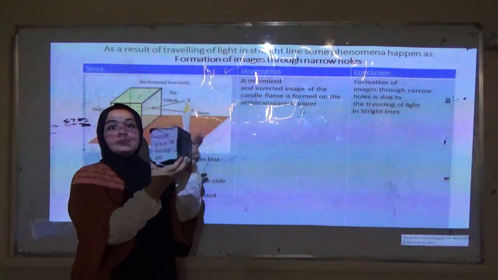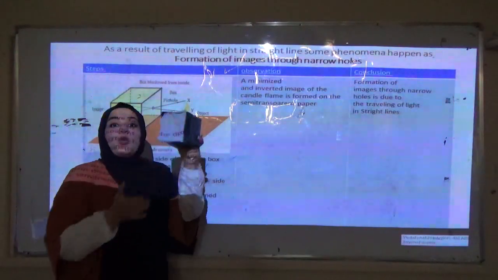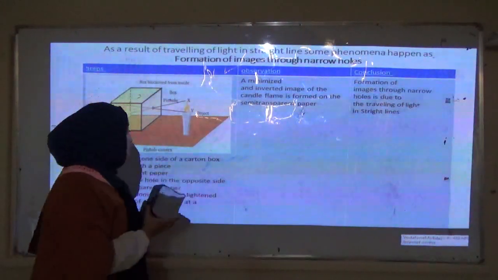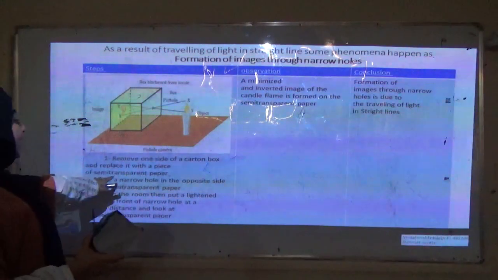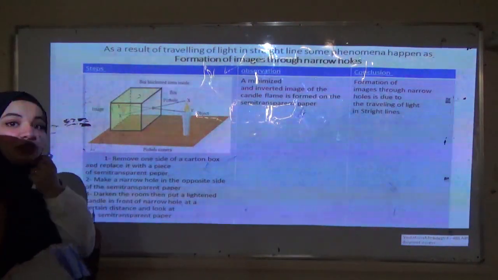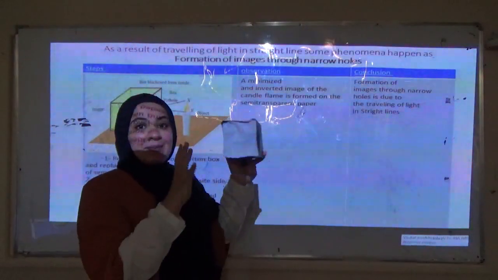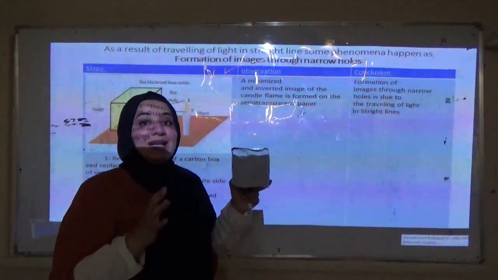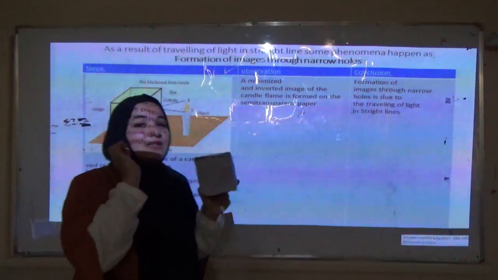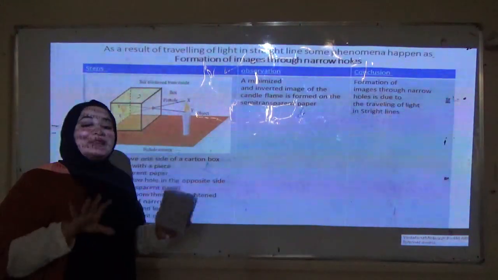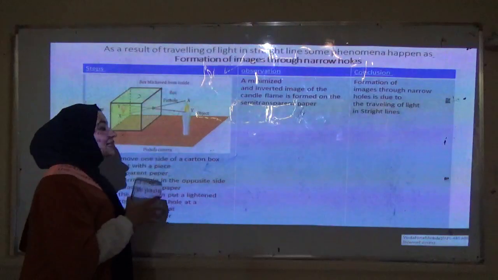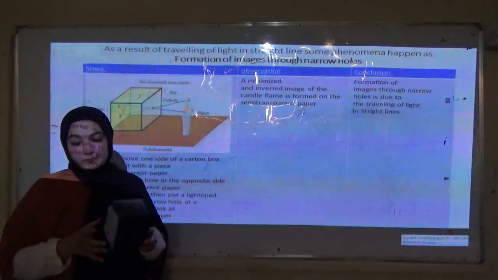This is a carton box. I remove one side from the carton box and then place a piece of semi-transparent paper there. It means it's not that clear. It is semi-transparent.